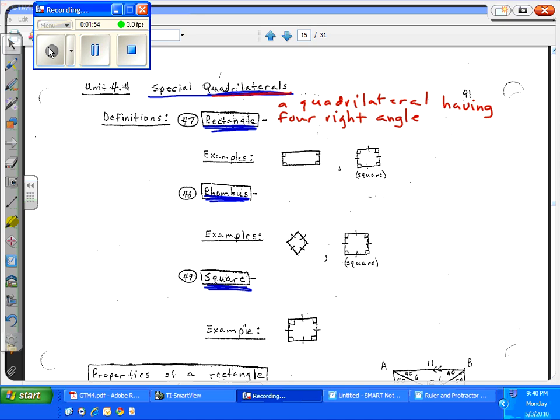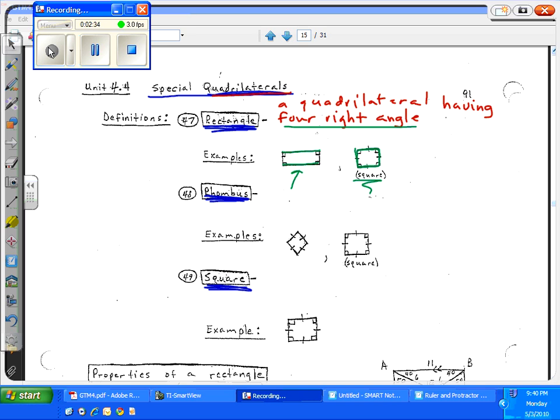Now, a rectangle of the stretched out fashion has 4 right angles, but also a rectangle not stretched out, where the sides are all the same, being a square, is also a rectangle. See, a square is a rectangle because it fits the definition of having 4 right angles. So a rectangle is a special type of parallelogram, a special type of quadrilateral, but then a square is even a special type of rectangle.